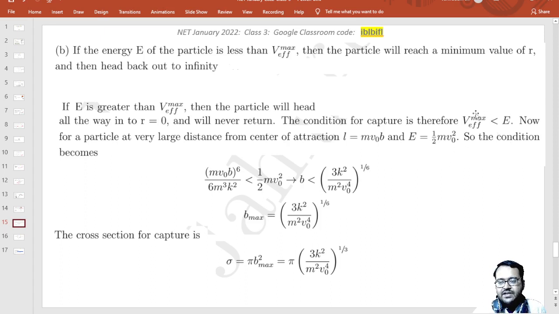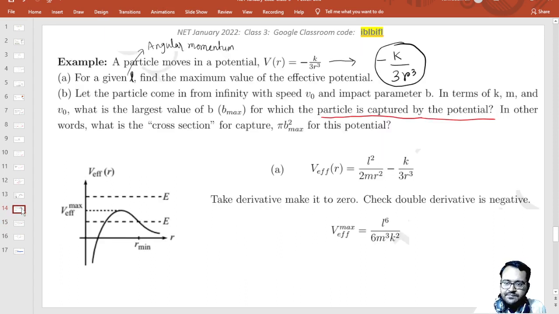So V effective maximum we already calculated. E will be half of mv naught square, so E should be greater than V effective maximum. Just put it in and do some calculation. B max is this, and the cross section for capture will be this. So do this math. If you don't do anything, how can you crack CSIR NET? You should do this also yourself.